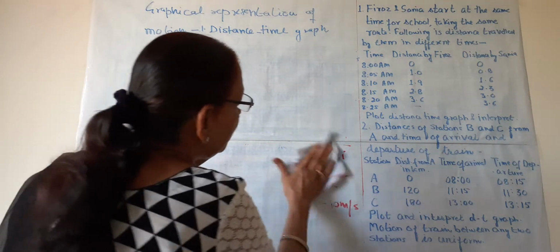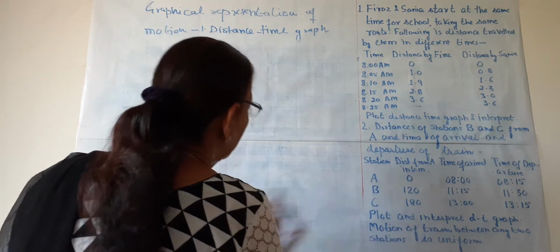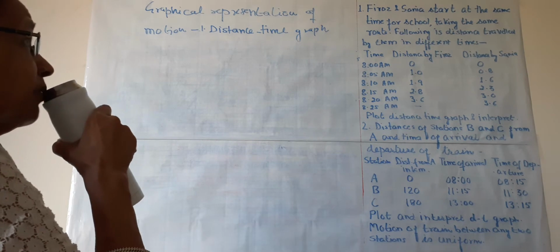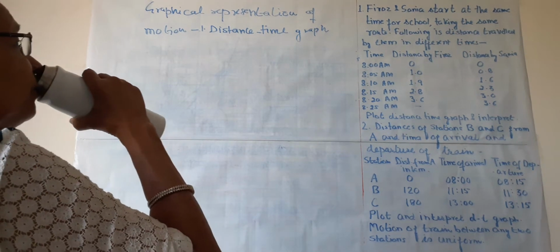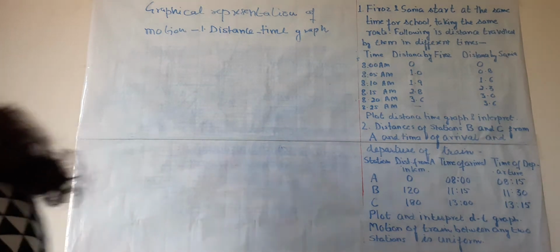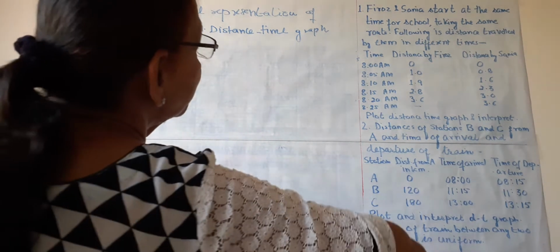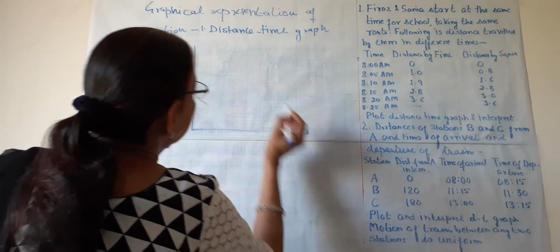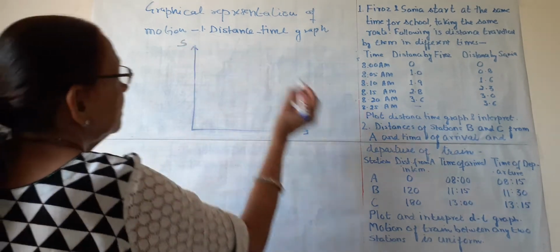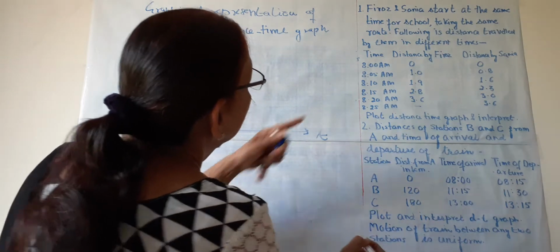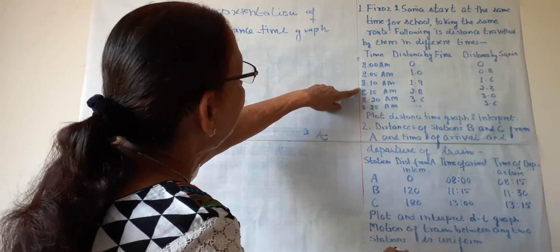Now we will plot 2 graphs based on these data. Read the first one. So first we'll draw the first one. These are the 2 axes. These 2 axes are drawn. Here distance, here time. So time is 8, 8:05, 8:10.